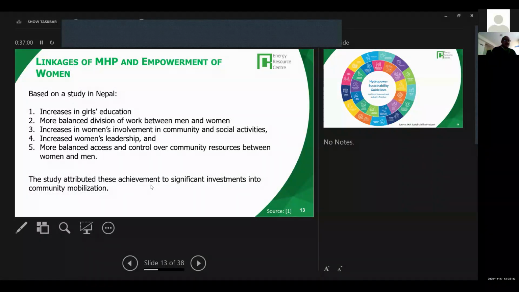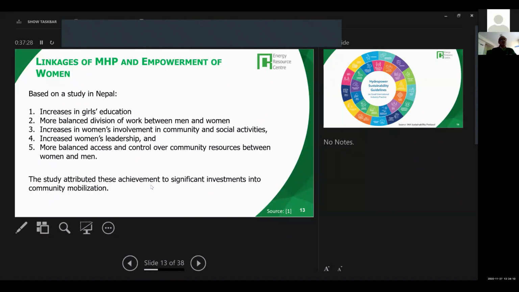In the case of Nepal, one study showed that micro hydro projects increased girls' education because girls had more free time to study. The family's livelihood had improved. So girls were more serious in their studies, and they had more time for them.